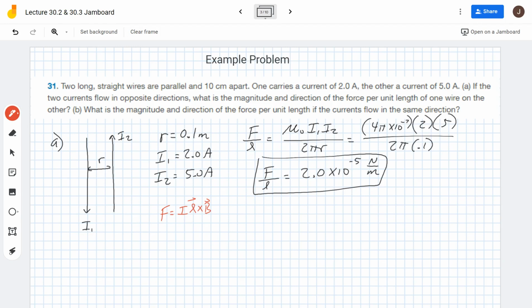So I want to know the direction of L, which is the direction of the current, and I also want to know what the direction of the magnetic field is that's acting on I2. So let's focus on I2 first.